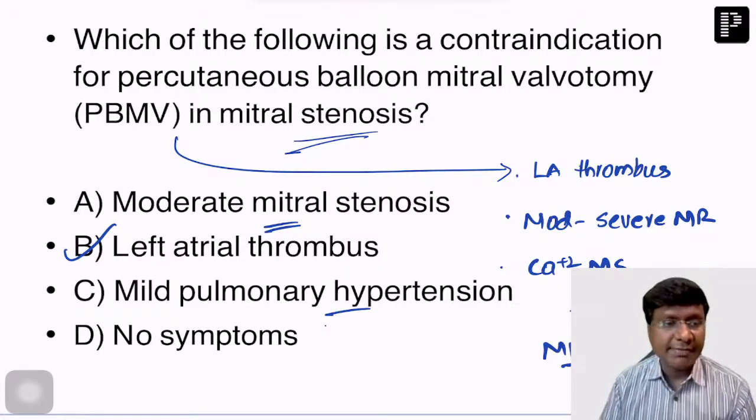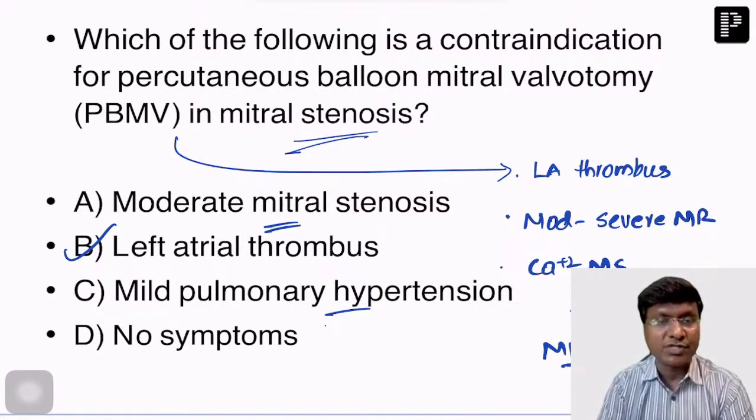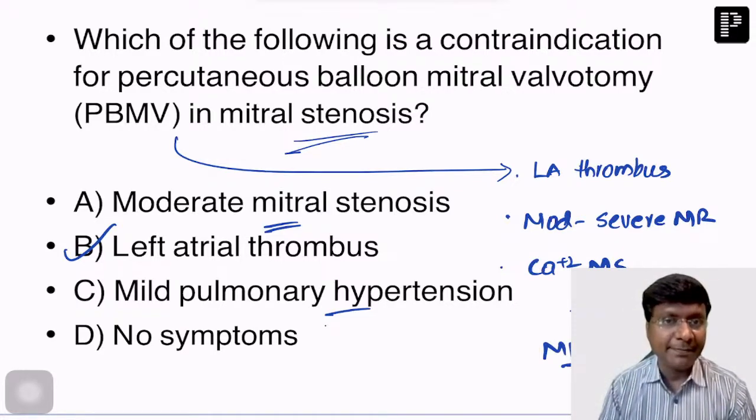Okay. So this is about the valvular heart diseases, right? With this, we are done with today's topic, where I've tried to summarize all the important valvular heart diseases, along with the multiple choice questions. The PDF link will be uploaded. You can download that. Okay.